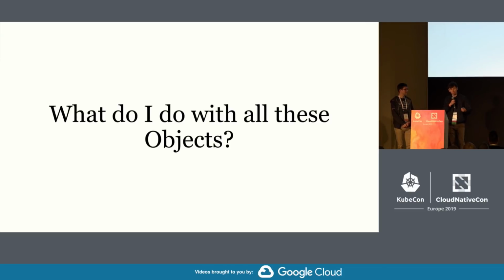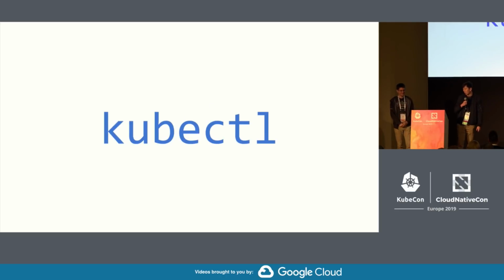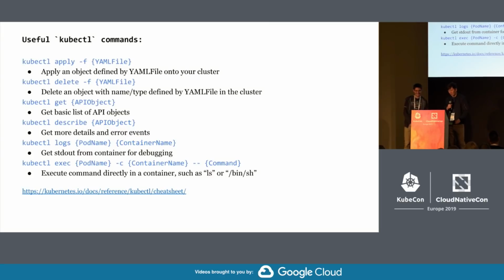Okay, so I've explained a ton of objects, maybe 6 or 7. What do you do with them? Well, we have this command called kubectl or kubecontrol. I've heard someone call it something else before. I don't think that's right, so don't call it that. But here are some useful kubecontrol commands, and these are the ones that we're going to be using later as well.